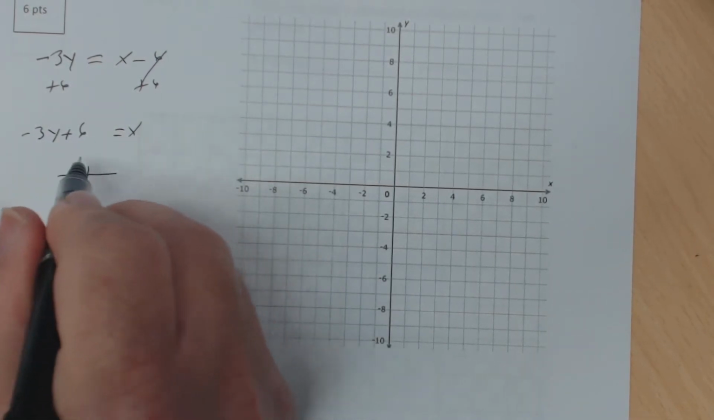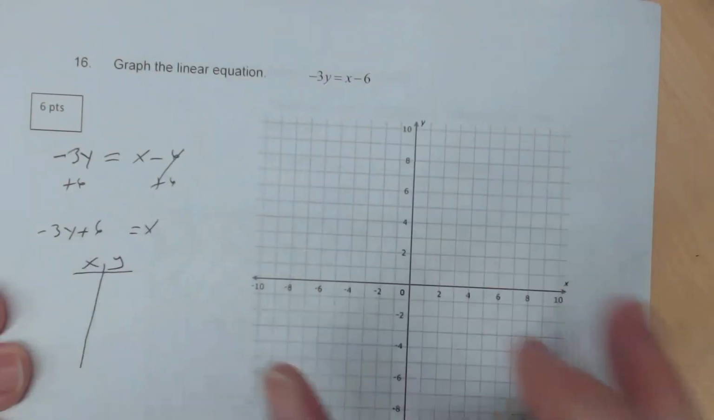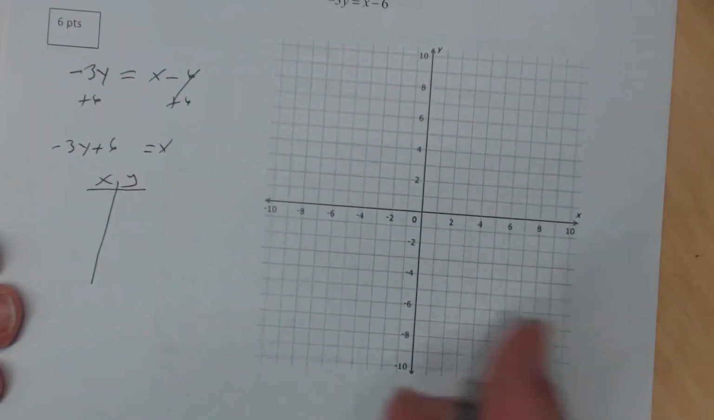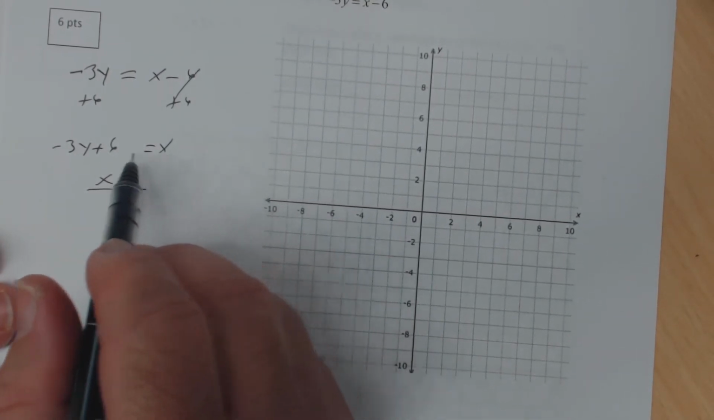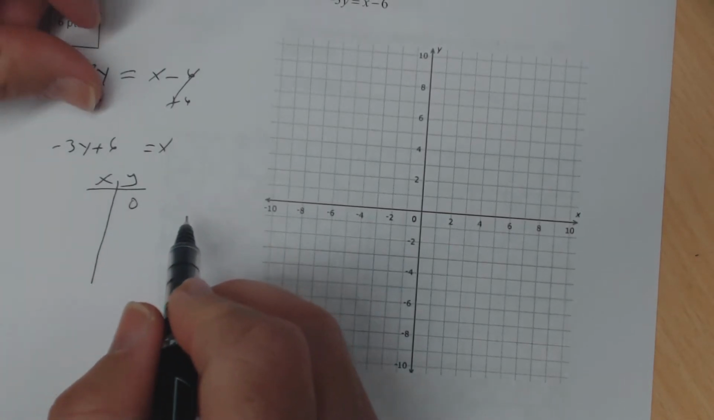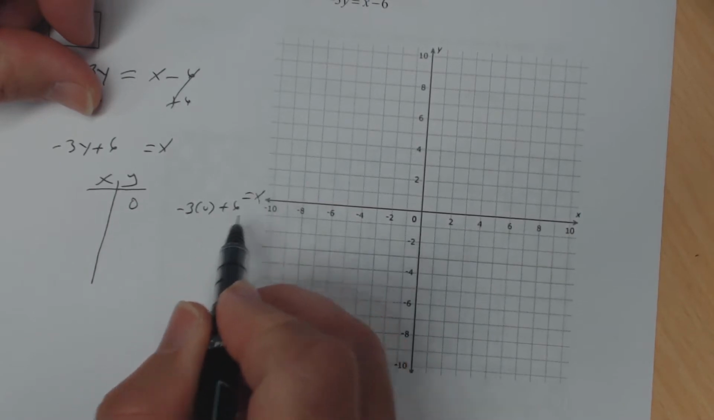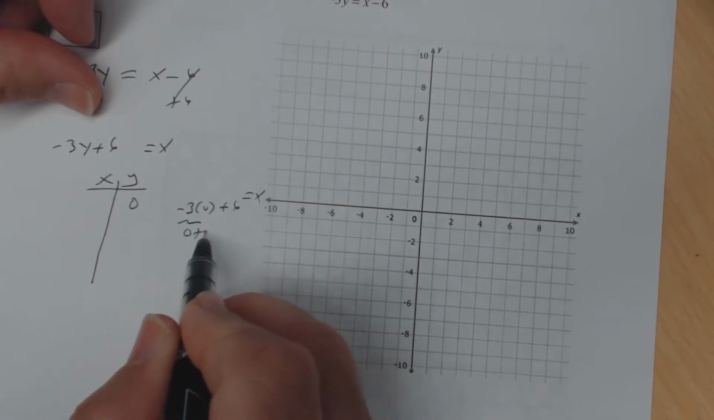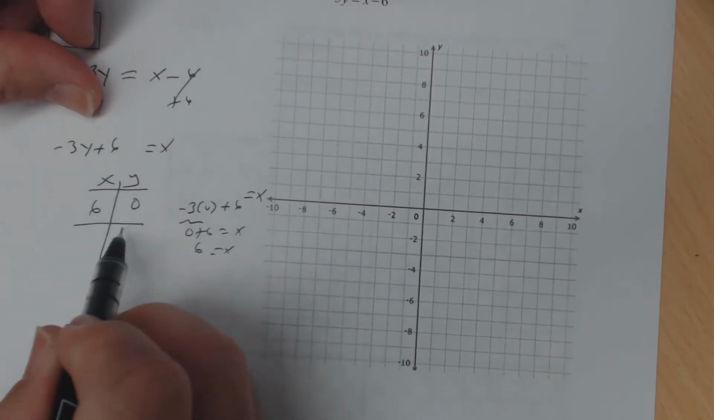And then using a t-table, because it didn't specify what approach to use. So using a t-table, remember I'm solving for x here, so you're plugging in for y. So if y is 0, I get negative 3 times 0 plus 6 is x. So that's 0 plus 6 is x, so x is 6. So that's what x is.